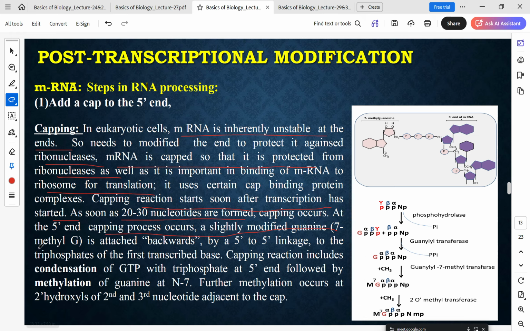A slightly modified guanine, 7-methylguanosine or 7-mG, is attached backwards by a 5' to 5' linkage to the triphosphates of the first transcribed nucleotide. This is a condensation reaction in which the methylation happens at the guanine at N7, and there are further methylations occurring at the 2' hydroxyls of the second and third nucleotides adjacent to the cap.